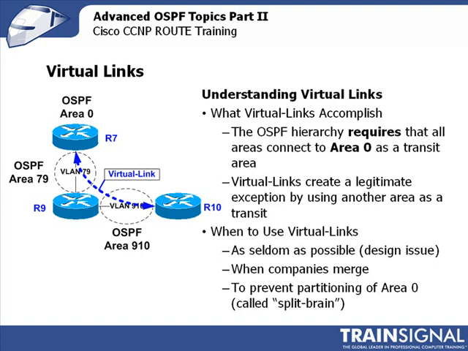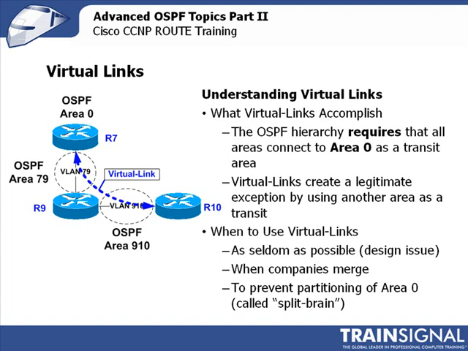Now, when should you use them? Honestly, you should use them as little as possible. They're essentially an exception, but if you have good OSPF design, you can avoid these. However, when companies merge, you may be forced to use an area that's not going to be contiguous to area 0, and you may have to use a virtual link for some period of time.